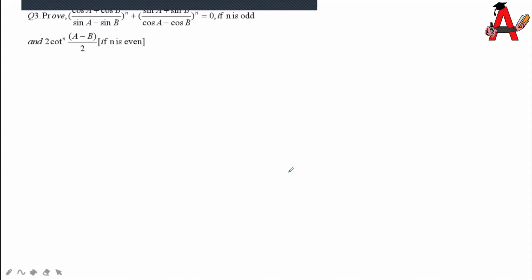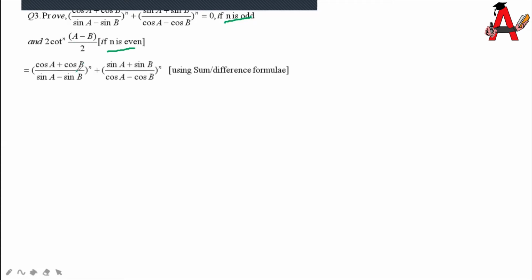It says prove that (cos A plus cos B upon sin A minus sin B) raised to n plus (sin A plus sin B upon cos A minus cos B) raised to n is equal to 0 if n is odd, whereas if n is even, this will become 2 cot raised to n of (A minus B) upon 2. So let us simply start with what is given in the question: (cos A plus cos B upon sin A minus sin B) raised to n plus (sin A plus sin B upon cos A minus cos B) raised to n.